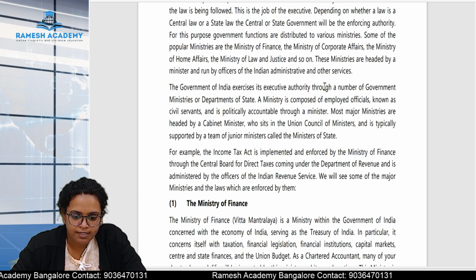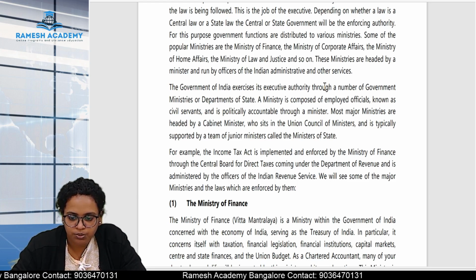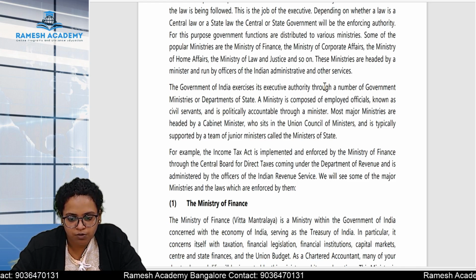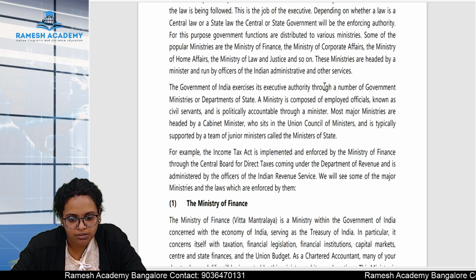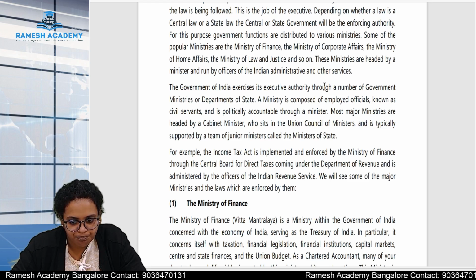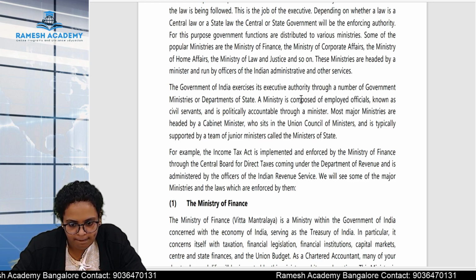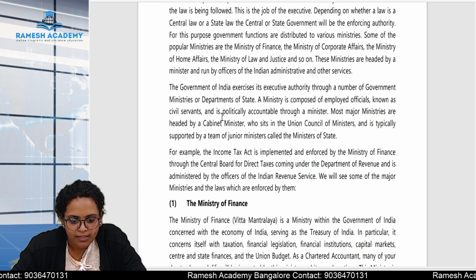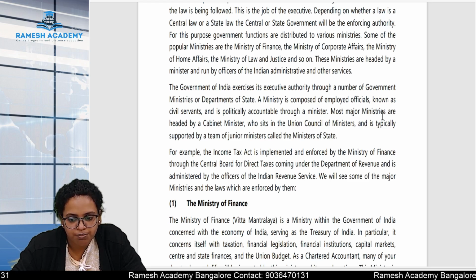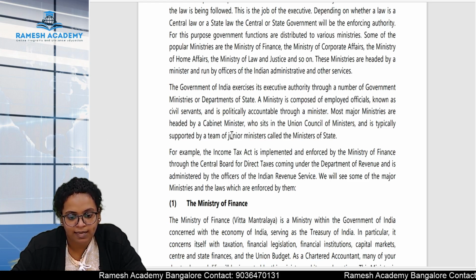The Government of India exercises its executive authority through a number of government ministries or Departments of State. A ministry is composed of employed officials known as civil servants and is politically accountable through a minister. Most major ministries are headed by a cabinet minister. Mark this line: a ministry is composed of employed officials known as civil servants. Who are civil servants? Your IAS people. And it is politically accountable through a minister. Most major ministries are headed by a cabinet minister.